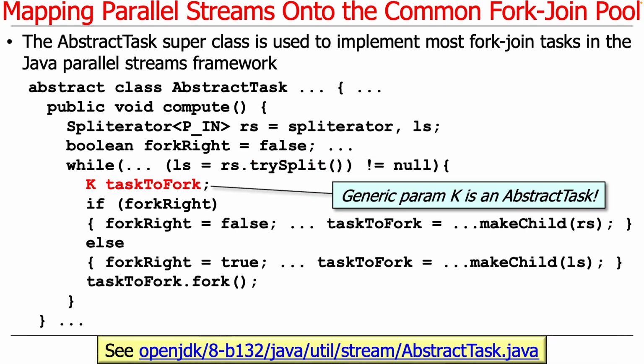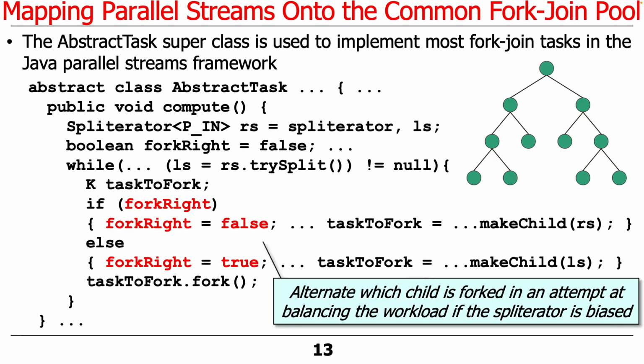So the task to fork is a parameter k. And if we were to go look at the actual signature for AbstractTask, you would see that the parameter k itself is an abstract task. So what this is basically doing is creating a tree of abstract tasks, which are going to be scheduled to be run in the common fork join pool. So it's going to make a whole tree of these things.